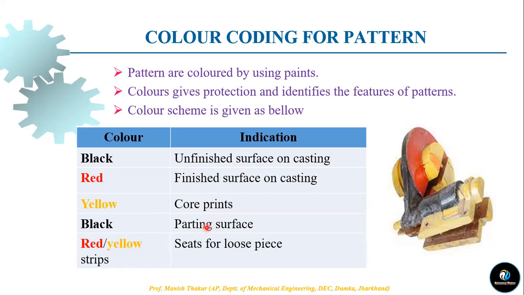And red and yellow in a strip type is used for the loose piece pattern. Is it clear? Red pattern with a yellow strip, that will be used for the loose piece pattern. Is it clear? This is color coding. You have to remember it, as some objective questions may be asked regarding this. Okay.